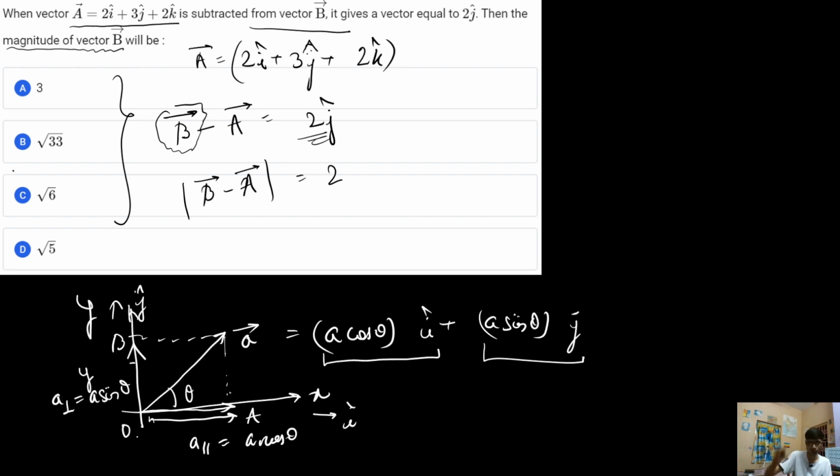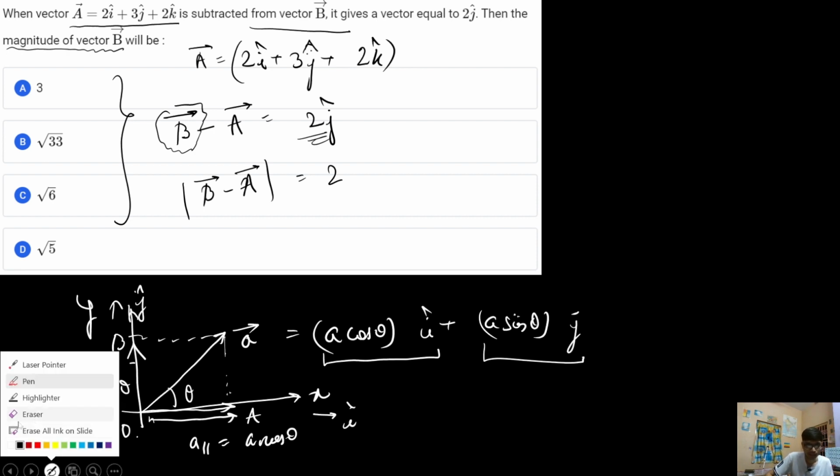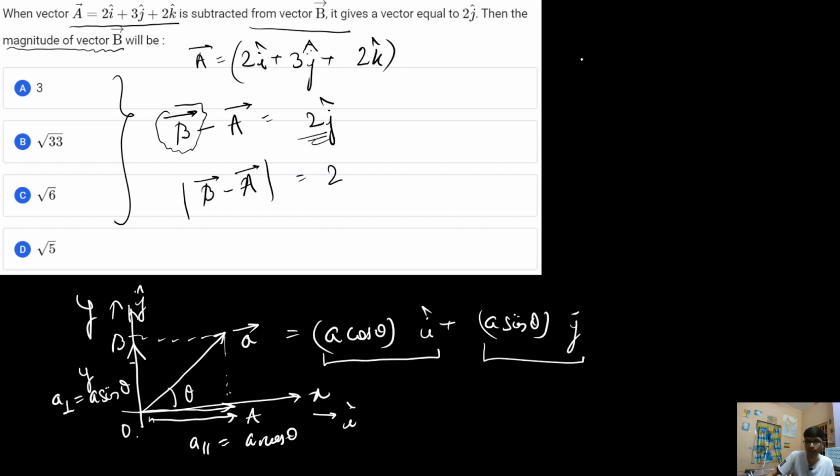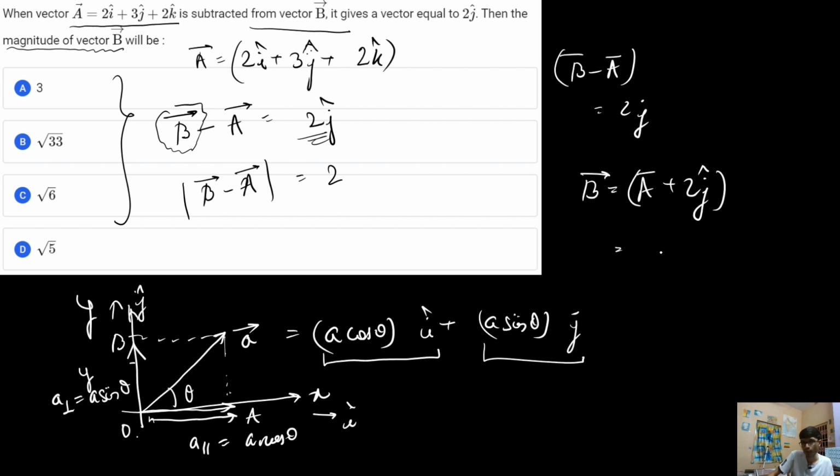So if we try to solve this question in a simple fashion, the value of B minus A is 2j cap. Now from here I can write the vector B as vector A plus 2 times j cap. So from here I get the result as 2i cap plus 5j cap plus 2 times k cap.